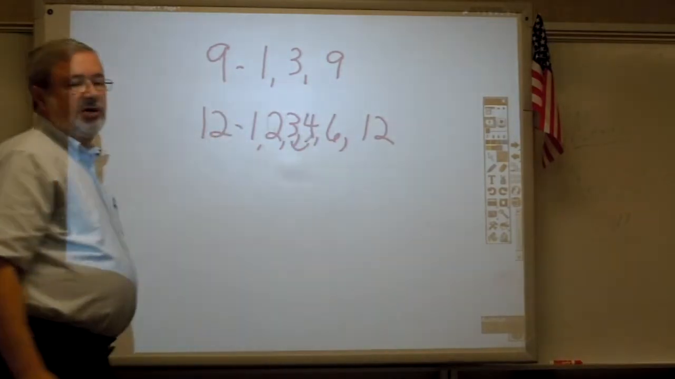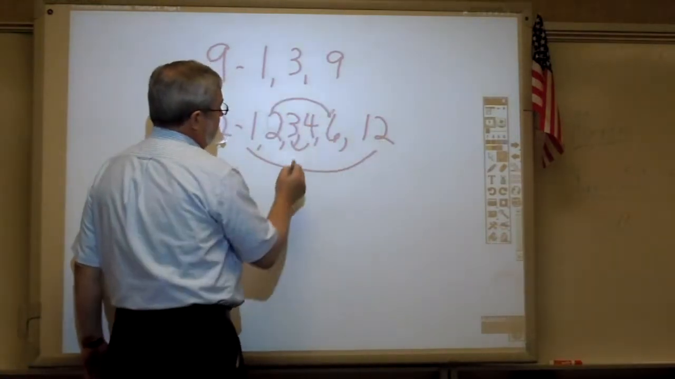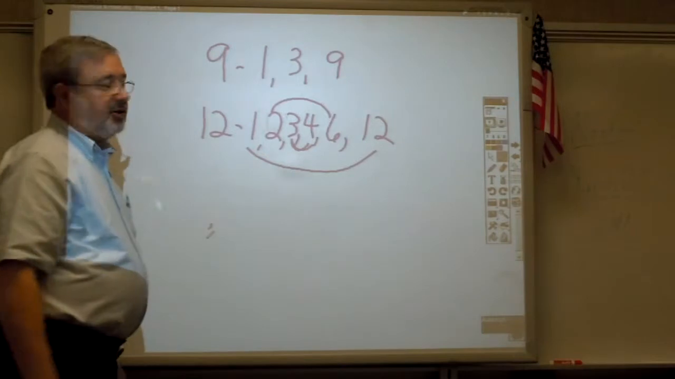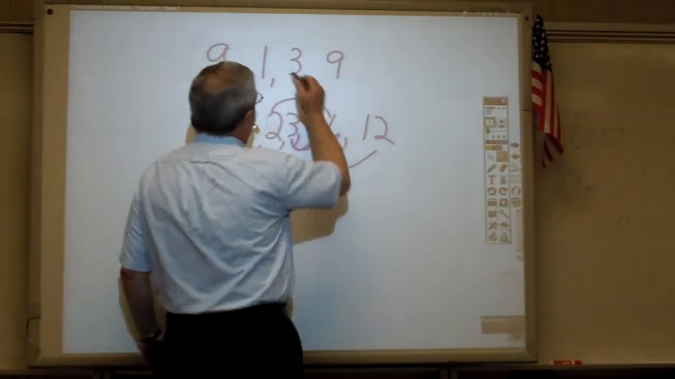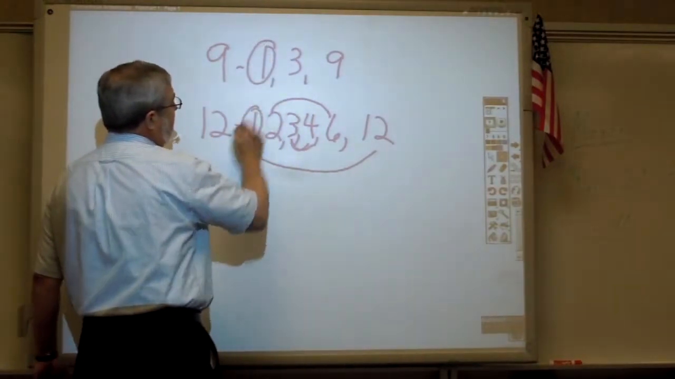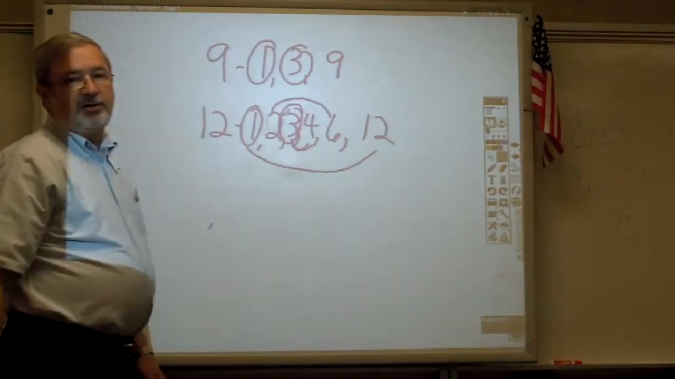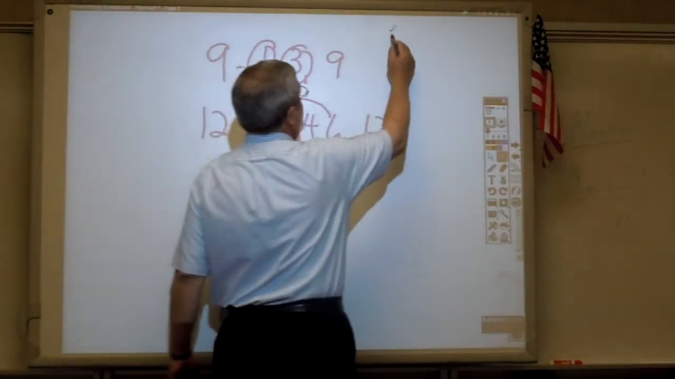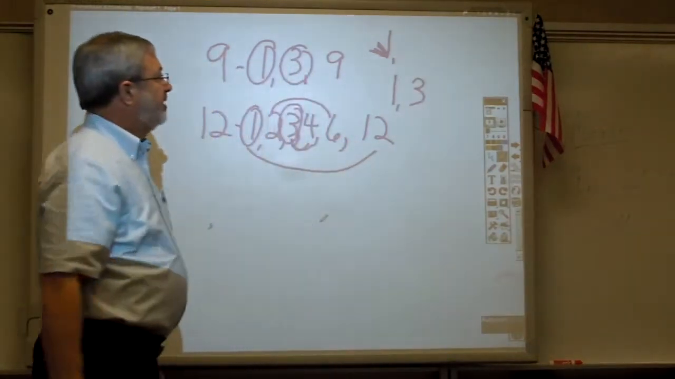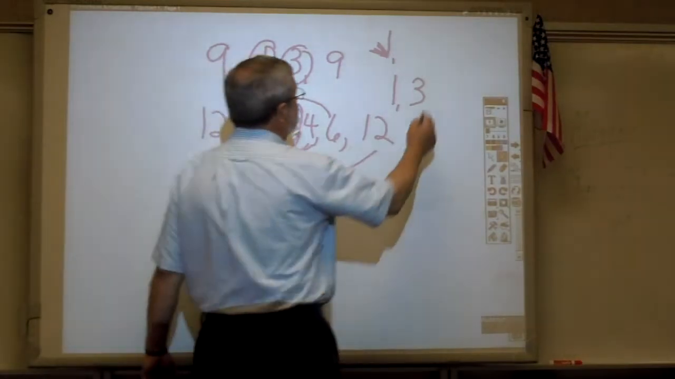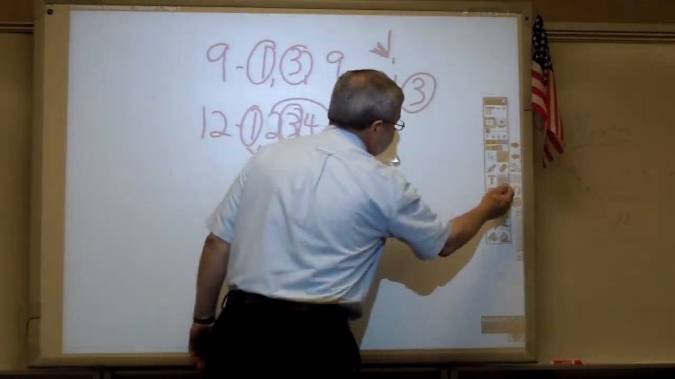So all of these numbers will go into 12 without a remainder. 1 and 12, 2 and 6, and 3 and 4. So these are all factors of 12. These are factors of 9. If I go back and pick out my common factors, I've got 1 and I've got 3. So my common factors of both are 1 and 3. So that makes my greatest common factor the number 3. Okay?